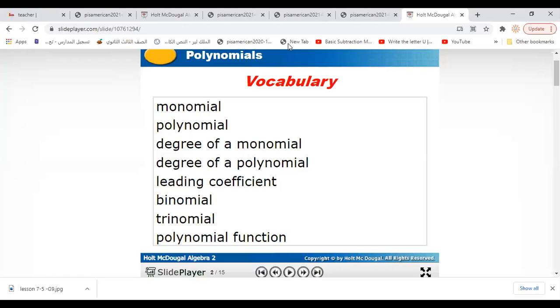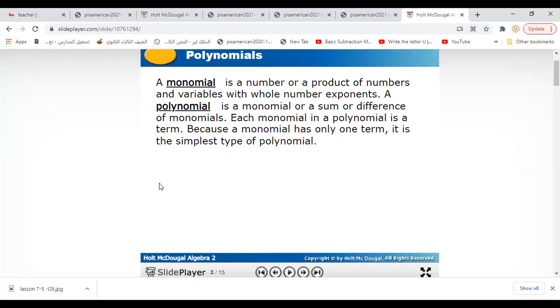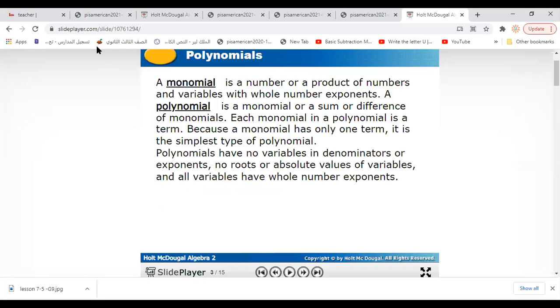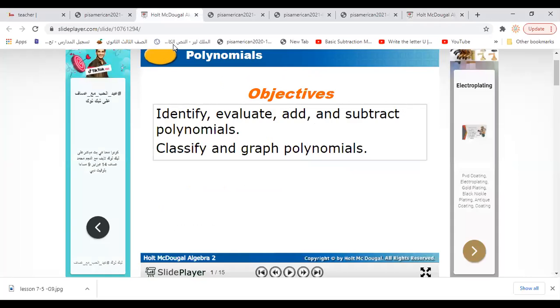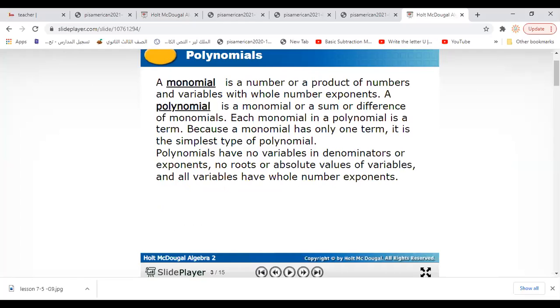Like terms, for example, 9x and 7x. Unlike terms, like 9x and 2x squared. A like term to 3x would be 5x. Unlike terms would be like 3x and 2y.